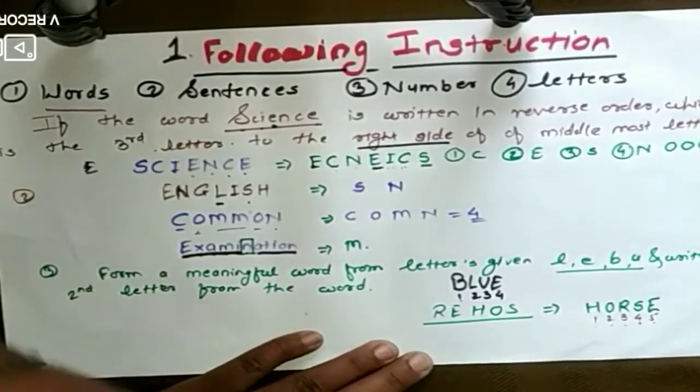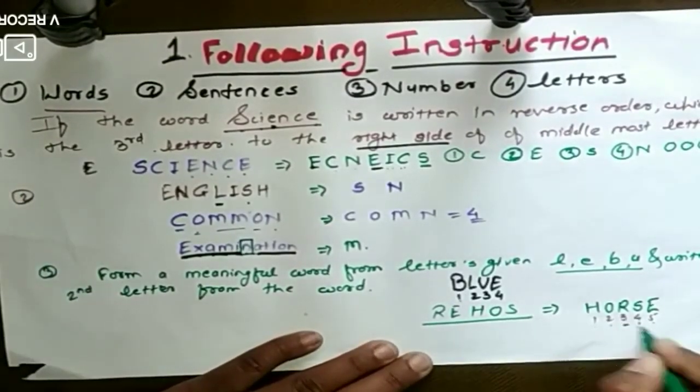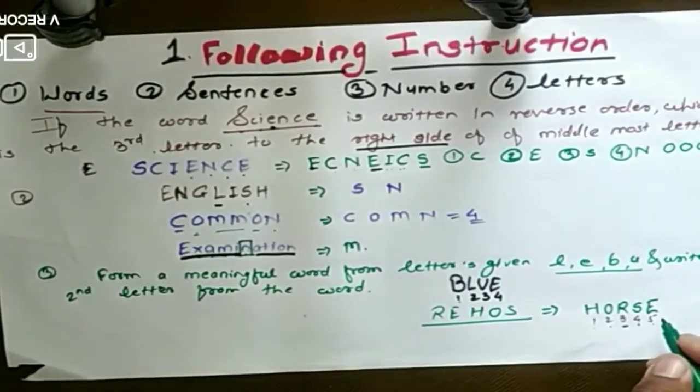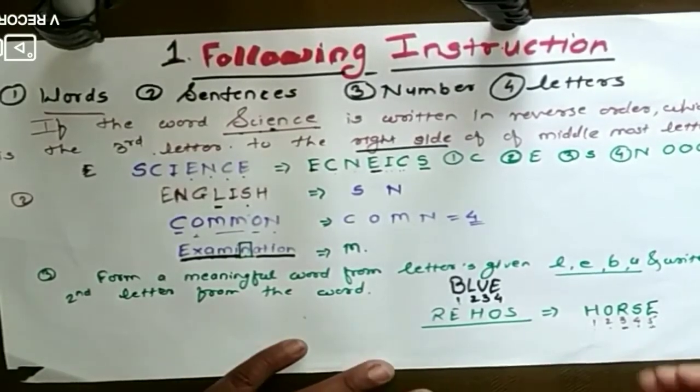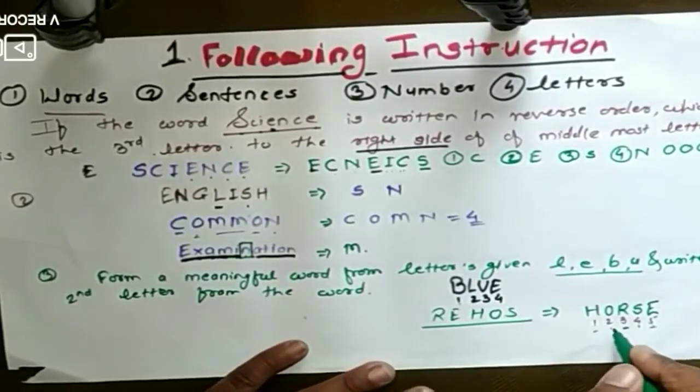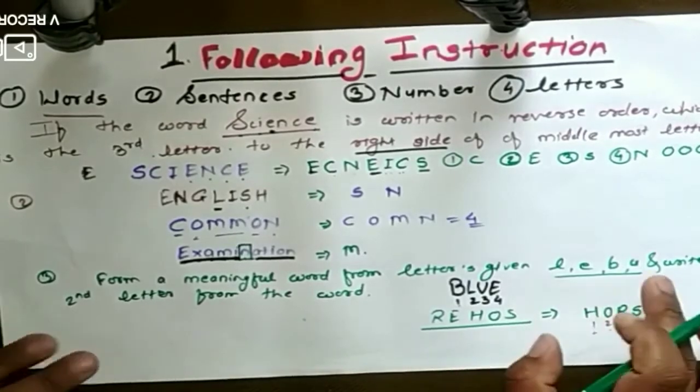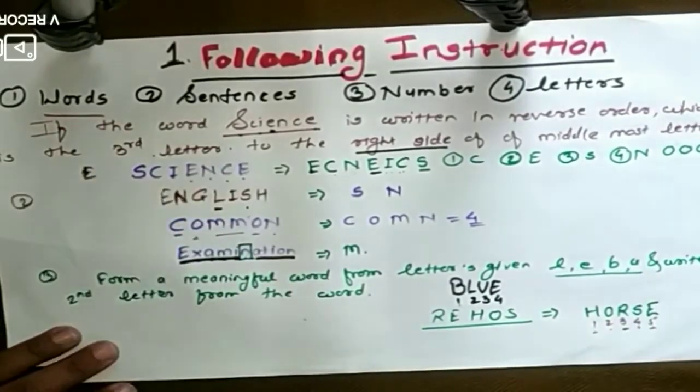Sometimes they are asking such types of questions also: which is the second letter from the middlemost letter towards its right side, which is E. Towards the left side it is H. Okay, so in this way we are studying the questions based on words.